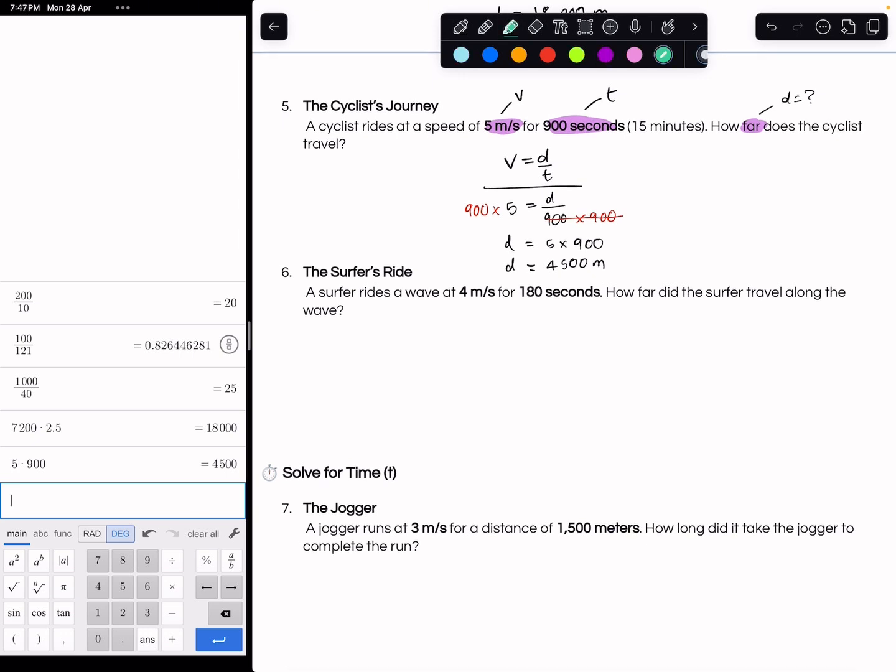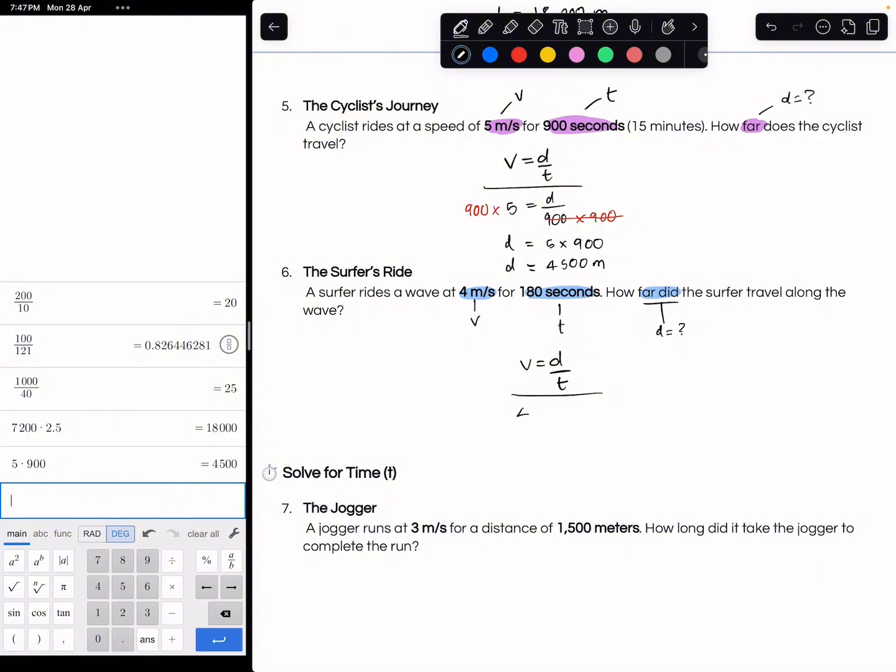Get your highlighter out. A surfer rides a wave at 4 meters per second for 180 seconds. How far did the surfer travel along the wave? Okay, let's annotate. We've got velocity. We've been given time. We need to figure out the distance. So let's go ahead and do that. First step, you know it, v equals d over t. Time to substitute what we have. So go ahead and do that. See if you could do it without me.